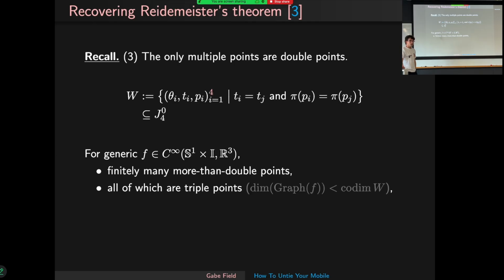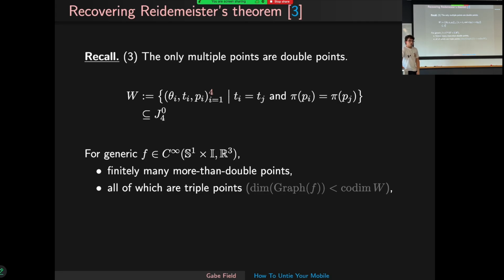Let me pull the wool over your eyes a bit and change up the manifold. I'm now having 4 input points. And if I do that, then I have one more constraint here, 1 dimension, and I have an extra 2 dimensions. So the codimension is bumped up by 3. Meanwhile, the dimension of the graph, it takes 1 more 2-dimensional input, so the graph dimension only goes up by 2, and so that is too small to make up for the 3 extra in the codimension. So generically, this doesn't happen. We don't have quadruple or higher points. So for a generic f, we have finitely many more than double points, all of which are triple points.